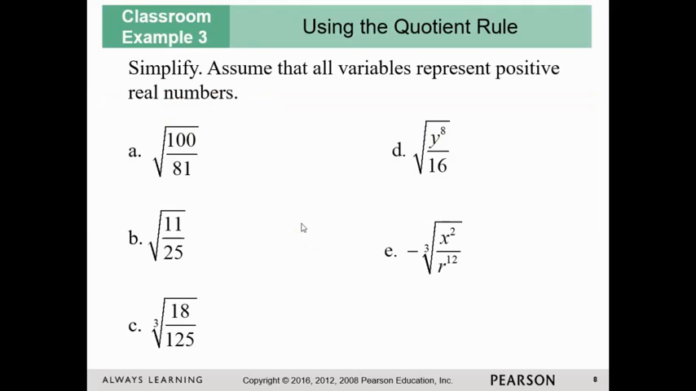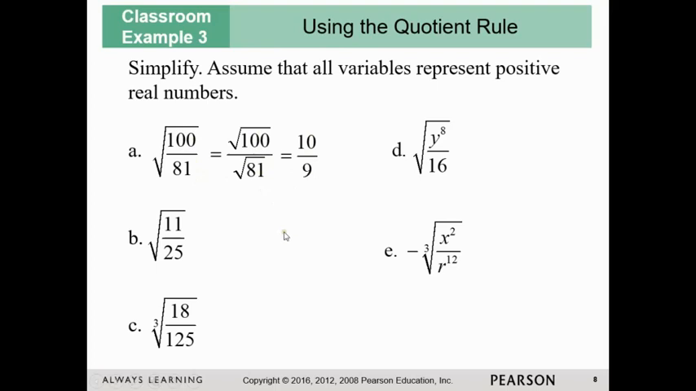So if we're going to simplify each one of these, what we have here is the square root of 100 over 81. So what we do is we break that apart. So now we've got the square root of 100 over the square root of 81. We just break it apart. Square root of 100 is 10. Square root of 81 is 9. So the square root of 100 over 81 is 10 ninths. Notice how we just broke it apart between the numerator and denominator.